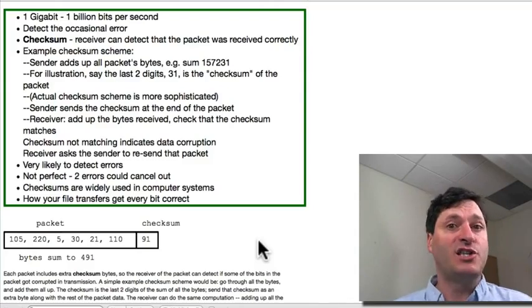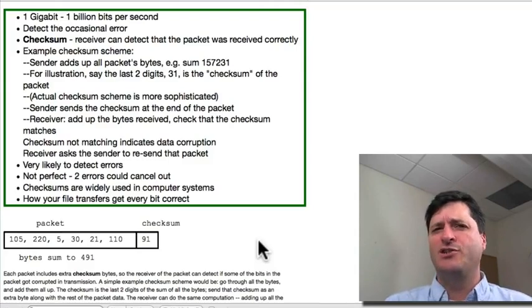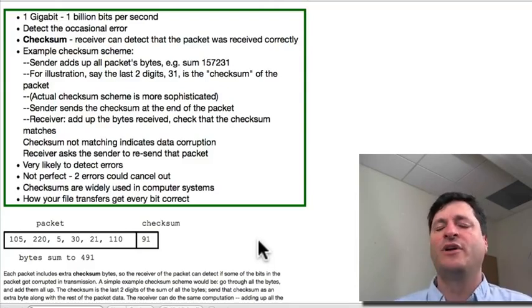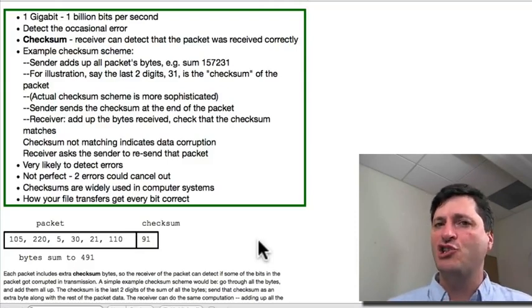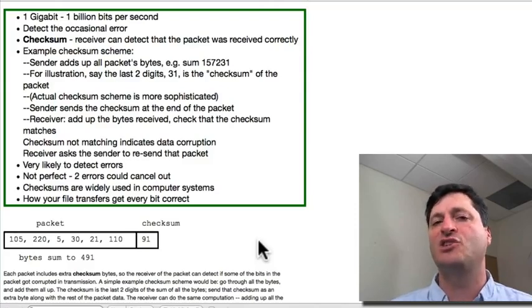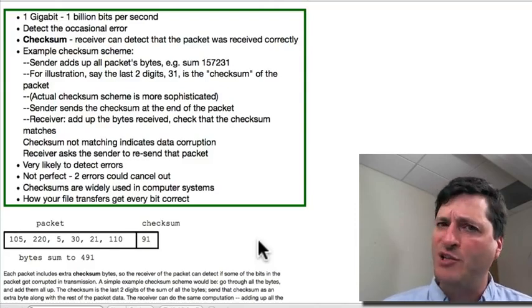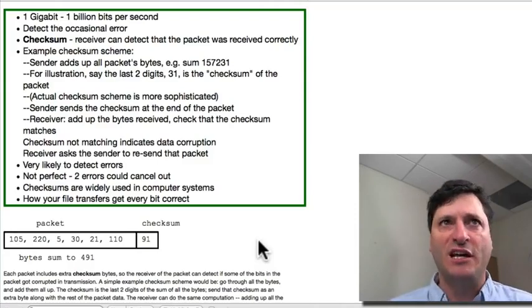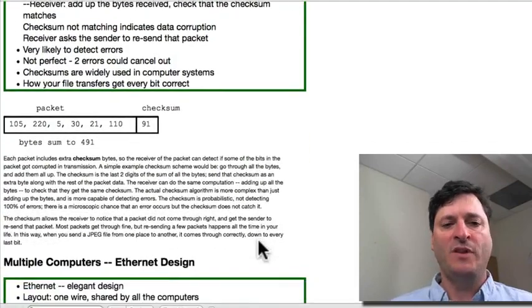One thing I should mention is that the scheme I described here is just adding it up. The real checksum scheme that's used is a little more complicated than that. But it is possible that you could have 2 errors that cancel out, so there's an error but the checksum scheme doesn't detect it. That's possible, although it is a microscopic possibility. But this is not a completely foolproof scheme.